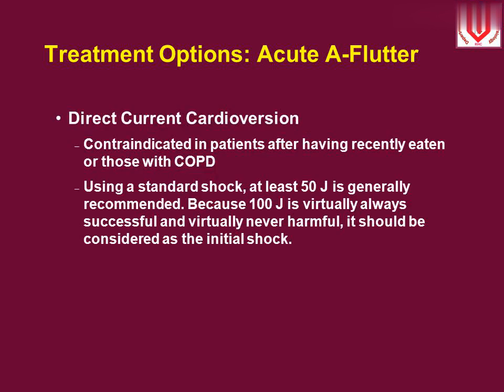Treatment options: acute atrial flutter, direct current cardioversion. Contraindicated in patients after having recently eaten or those with COPD. Using a standard shock, at least 50 J is generally recommended. Because 100 J is virtually always successful and virtually never harmful, it should be considered as the initial shock.